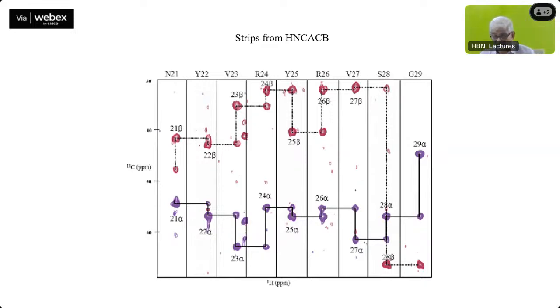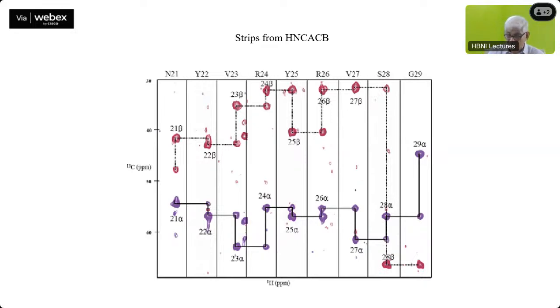Okay, so you are seeing a peak from the S28 nitrogen to the C beta, to the carbon beta of the S28 itself. This is alpha, this is the self peak. And what is this one here? This is the sequential peak. Okay, that is the sequential peak corresponding to this, from the G29 to G beta sequential.